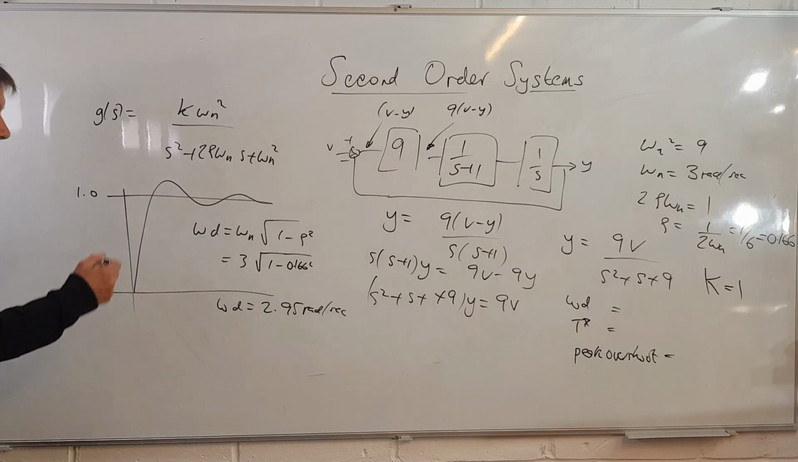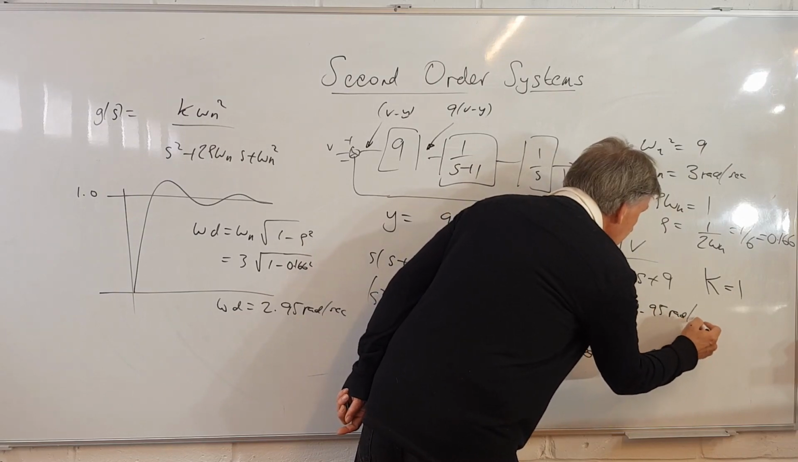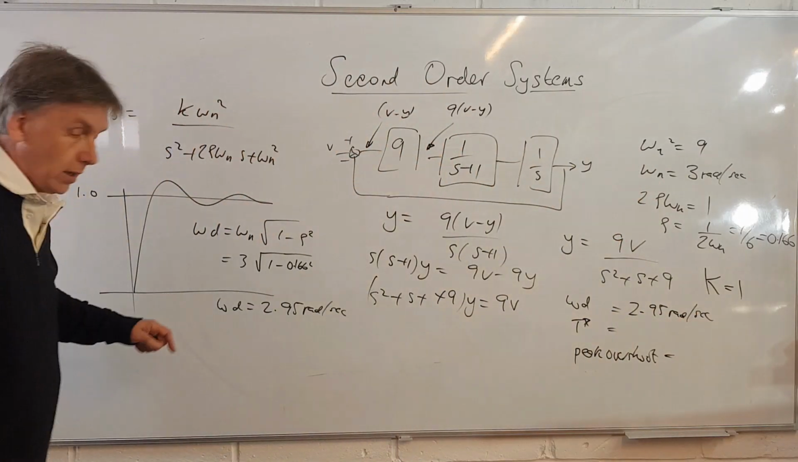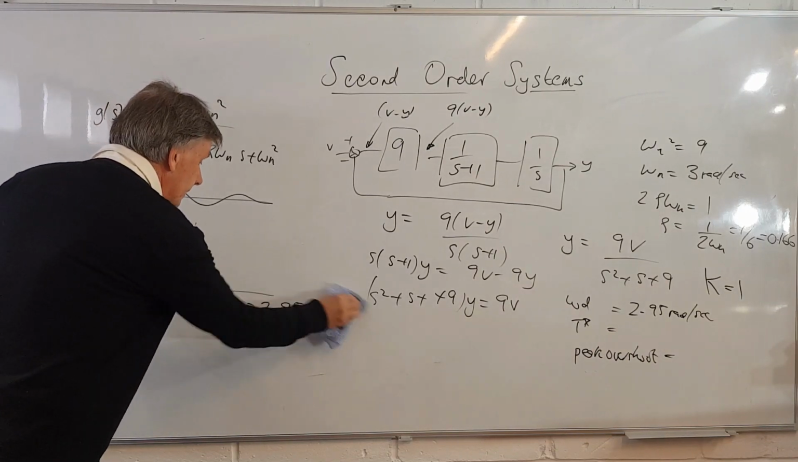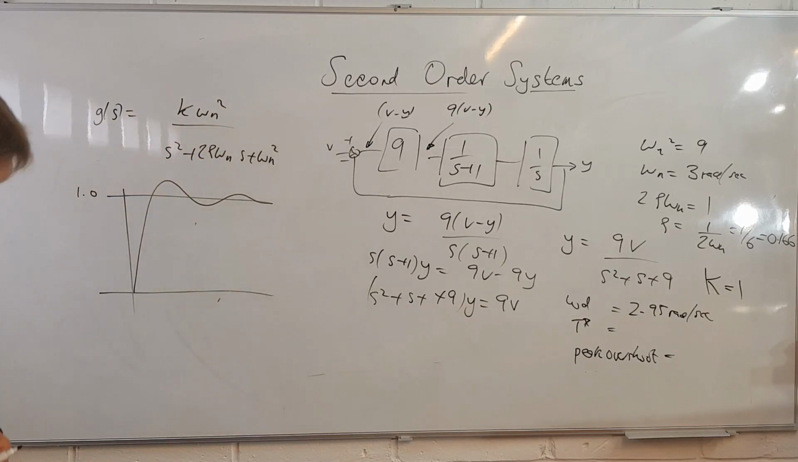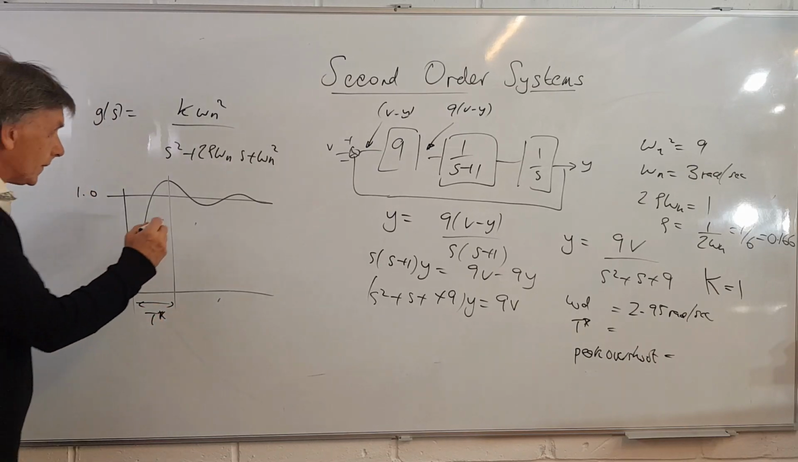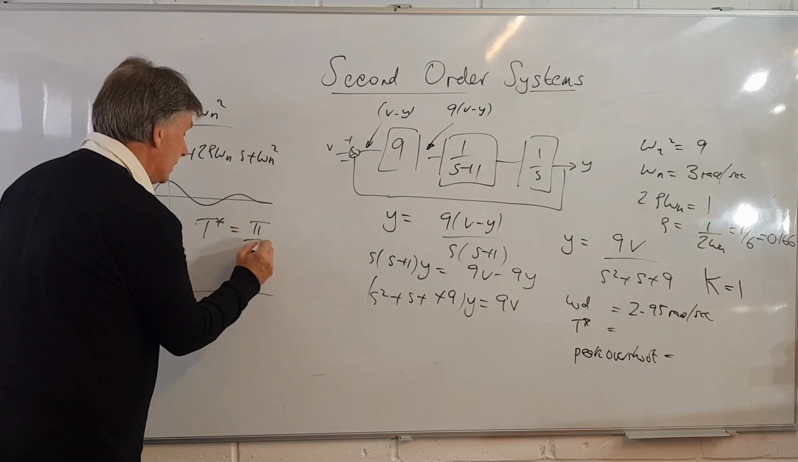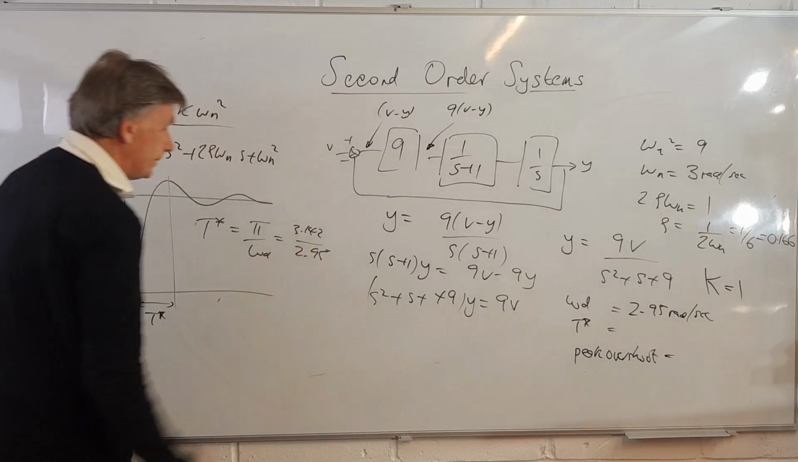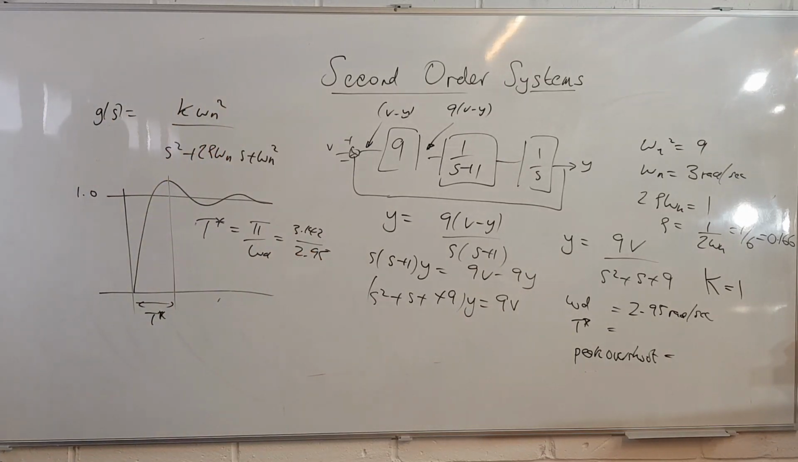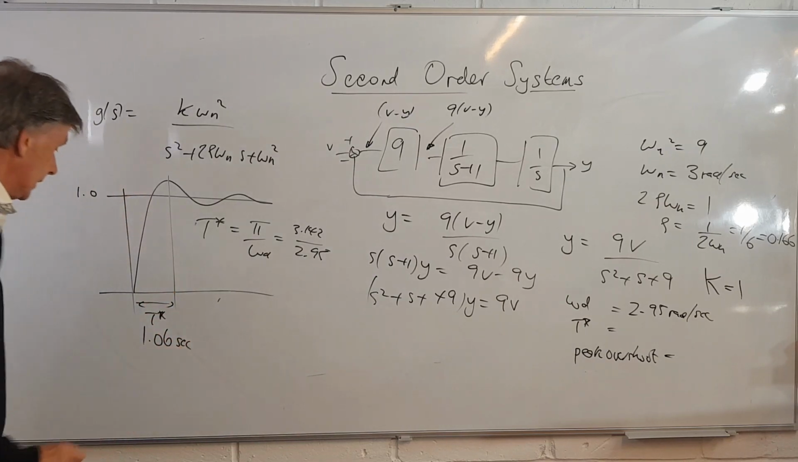Once you've got omega d, so we know that omega d is 2.95 radians per second, we can then go on to compute t star. So t star now is the time at which the peak overshoot occurs. So this is t star. And again, t star is given by pi over omega d, which is 3.142 over 2.95. And that one comes out as 1.06 seconds. So this is 1.06 seconds.